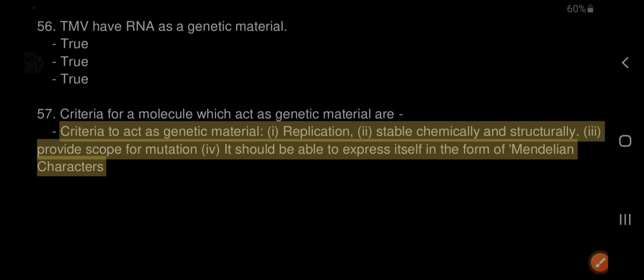Criteria to act as genetic material. I. Replication. II. Stable chemically and structurally. III. Provide scope for mutation. IV. It should be able to express itself in the form of Mendelian characters.